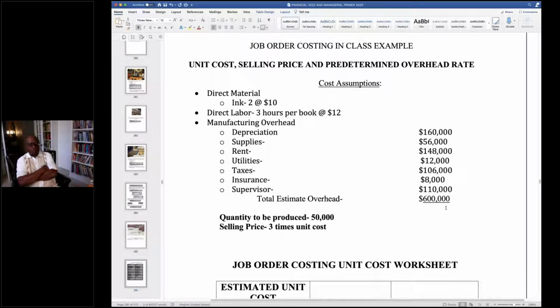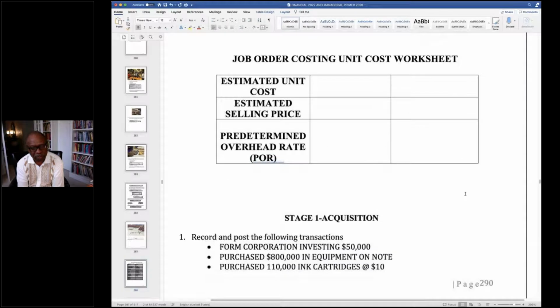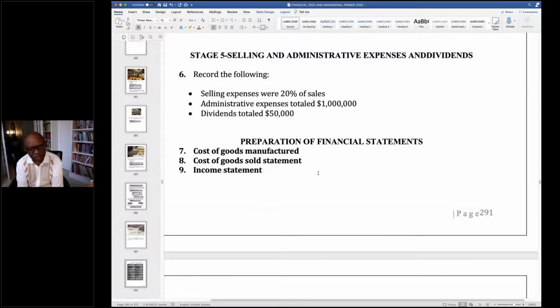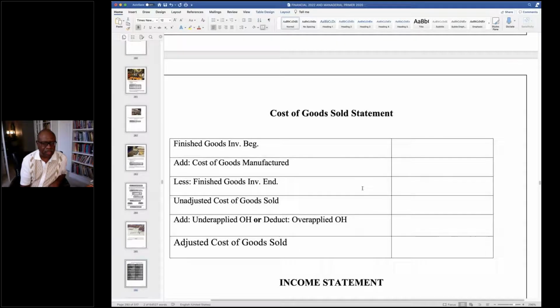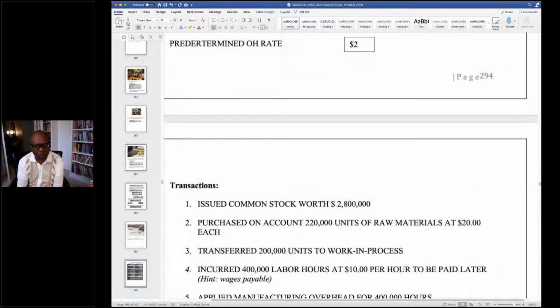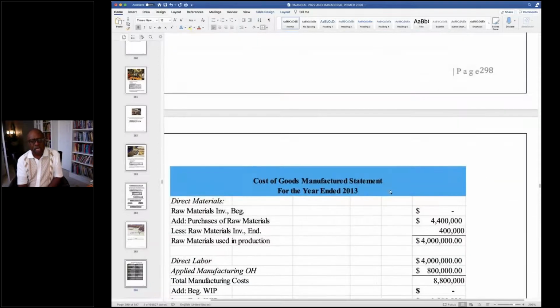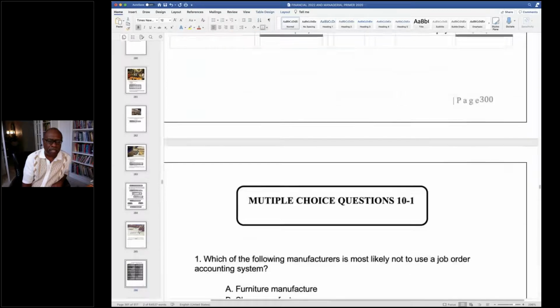So here is your sample problem. And you know what you're supposed to be doing on the sample problem, correct? You have your assignment. Somebody has stage 1, 2, 3, 4, 5. Then someone has each of the statements. Here's a template for cost of goods manufactured, a template for cost of goods sold, and a template for the income statement. Here's a sample worked out problem that we always have. In the sample problem, you see everything already worked out. It's a more comprehensive problem, and that's why we have it. Notice I got the balance sheet done.